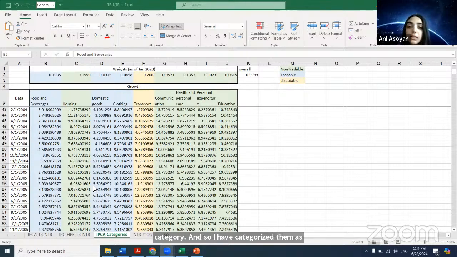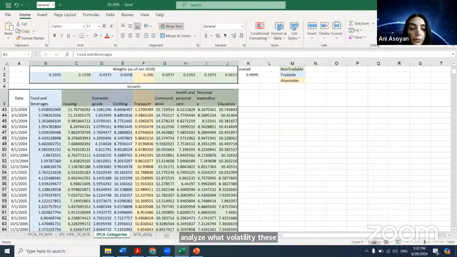And by selecting the non-tradables out of these, I then moved on and tried to analyze what volatility these series have.